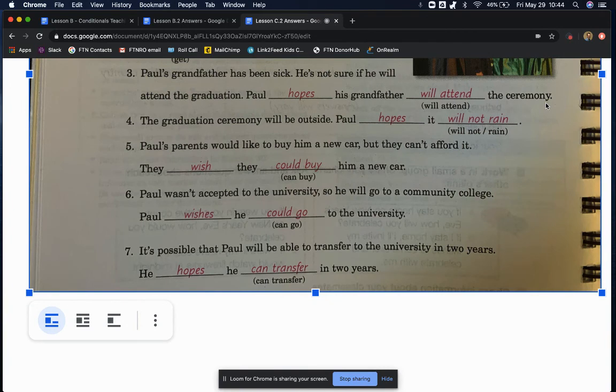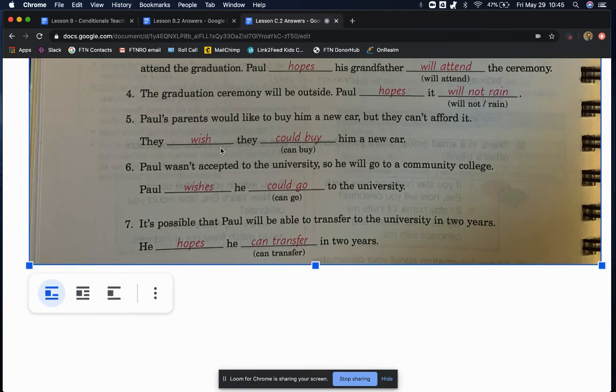Okay? It would be different if it said Paul's grandfather is sick and is not able to come to the graduation. Then it would say Paul wishes his grandfather would attend the ceremony, but it's not possible. He is sick. Okay? This one, he has been sick. So he's been sick in the past. Notice it's present perfect. And he's still got some sickness hanging around, still making him a little sick. So we're not sure. But it's possible.